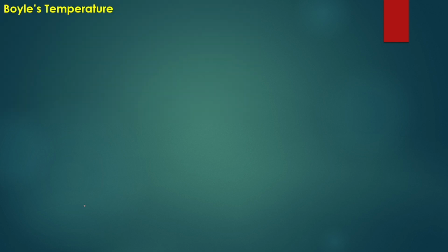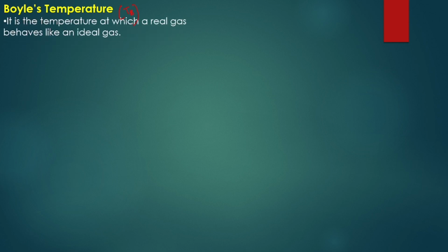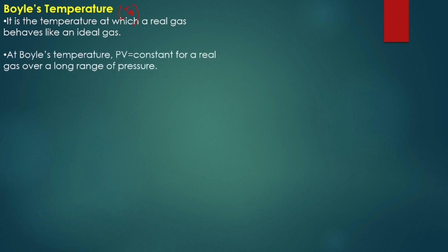Next, Boyle's temperature, TB. Boyle's temperature is the temperature at which a real gas behaves like an ideal gas. At this particular temperature, both real gas and ideal gas behave the same. At Boyle's temperature, PV is constant for a real gas over a long range of pressure.